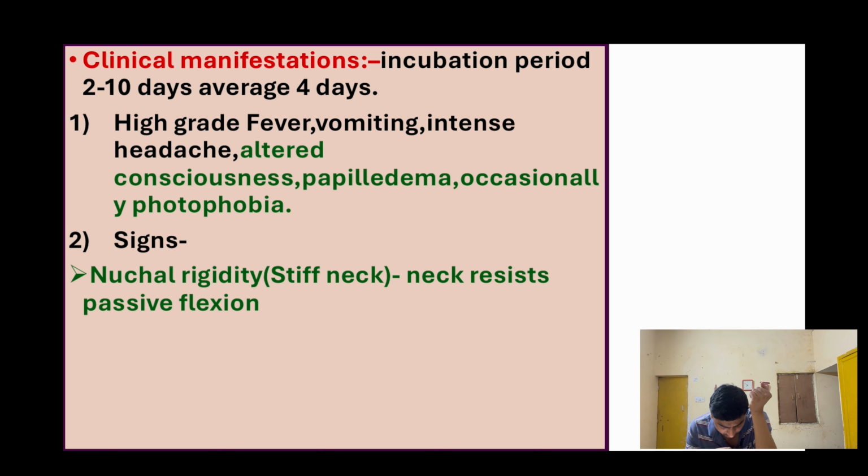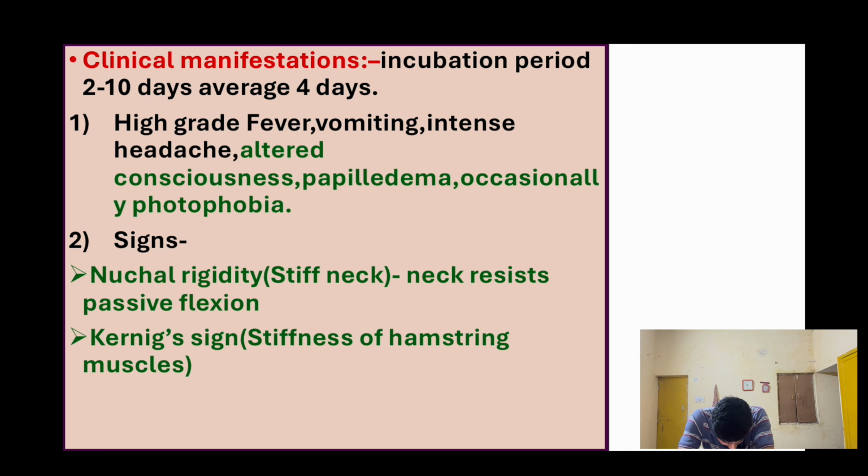Now the signs are nuchal rigidity, which is stiffness, neck resist, passive flexion. So if we try to flex the neck of the patient, then it will resist passive flexion. It is known as nuchal rigidity. The second sign, we have the Kernig sign, that is stiffness of the hamstring muscles, and Brudzinski sign.